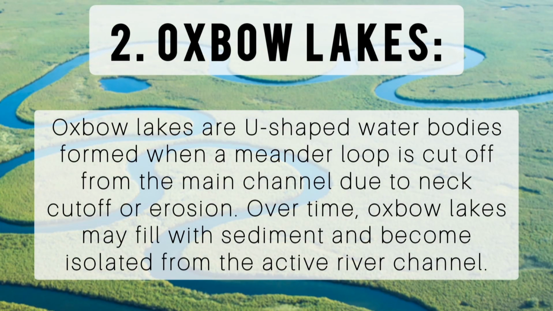Oxbow lakes. Oxbow lakes are U-shaped water bodies formed when a meander loop is cut off from the main channel due to neck cutoff or erosion. Over time, oxbow lakes may fill with sediment and become isolated from the active river channel.